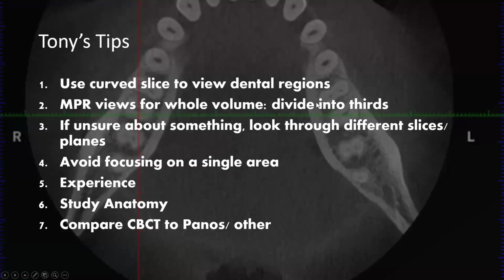Use the multiplanar format to look at the whole volume. We just showed you dividing into thirds. If not sure, look through different slices. Maybe something makes more sense in the axial slice as compared to the coronal, or vice versa. Avoid just focusing on one area, right? Don't get pigeonholed, don't get hyper-focused. I do get hyper-focused, but don't let that distract you from other things that are going on around it. Experience obviously helps. Studying anatomy, as I said, is the baseline.